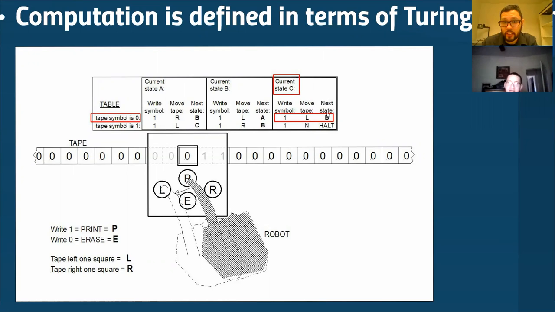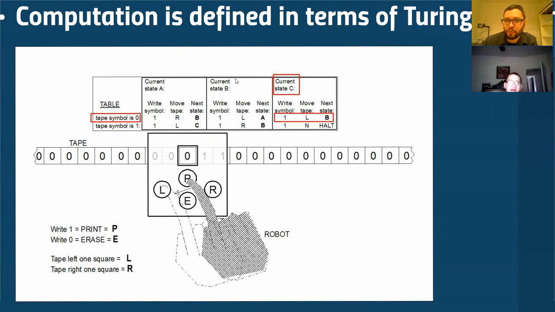Yes. And then what state C tells you to do is if you read a 0, then go to state B. So then it goes into state B. In state B, it says if you read a 0, then go into state A. So we go to state A. In state A, it says if you read a tape 0, go to state B again. So in fact, we don't go to state C.